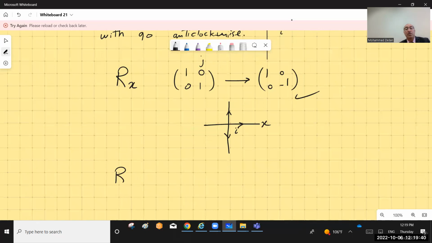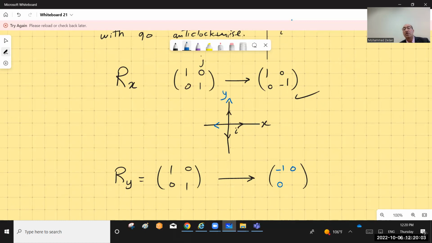Consider now reflection in the y-axis. Do the same operation, 1, 0, 0, 1, and reflect i and j in the y-axis. When you reflect this one in y, this is the y direction. The i will be here, will be negative 1 and 0, and j is still the same because it is coincident with the reflection line y. So 0 and 1.